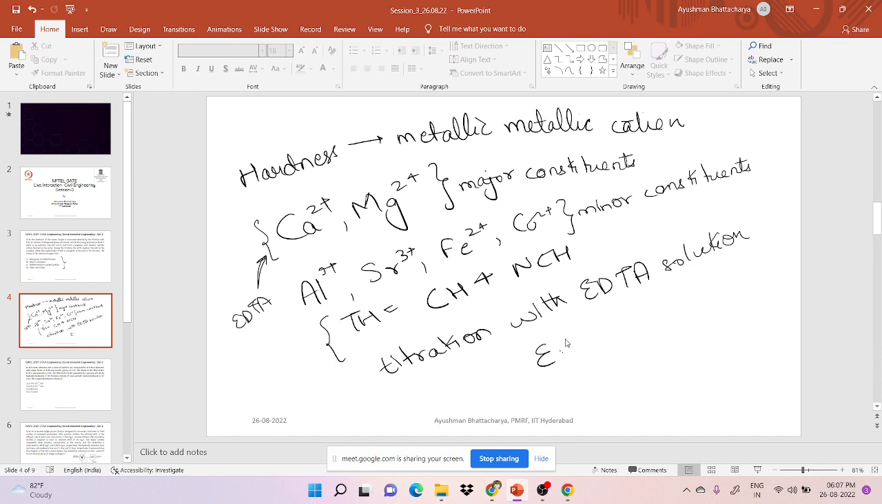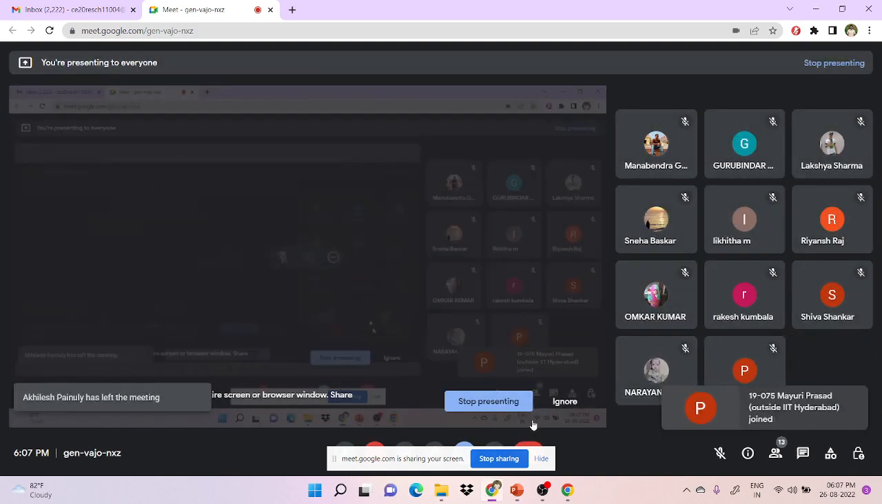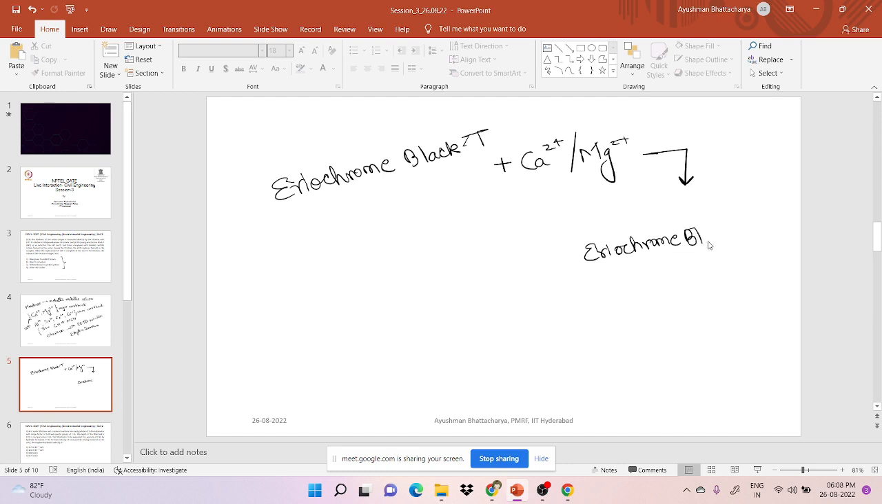So in this, what happens? The water is titrated with EDTA, using EBT as the indicator. Initially the EBT, Eriochrome Black T, plus Ca2 plus or these metallic cations will react, and they will form the complex Eriochrome Black T with Ca2 plus and Mg2 plus. The complex will be in wine red color.